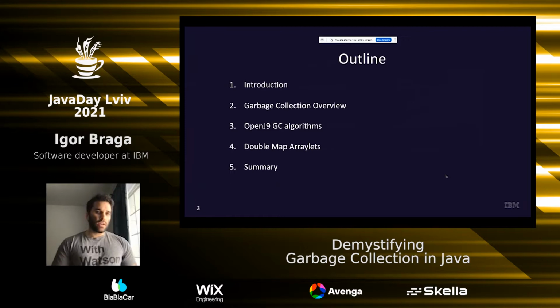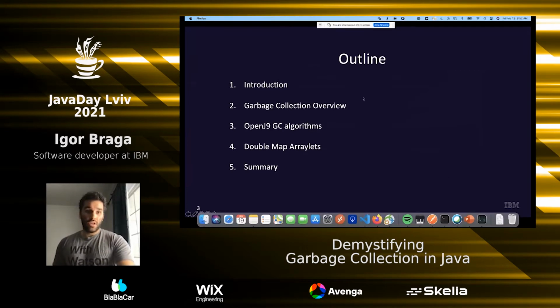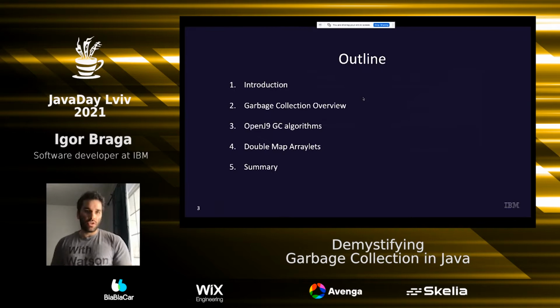So the outline of what I'm going to be going through today: the main part of the talk is going to be on garbage collection algorithms and how they are used by your Java application. The last part of the talk is going to be on double map arraylets, which is an advanced feature that we use to optimize storage of large arrays in region-based GCs.